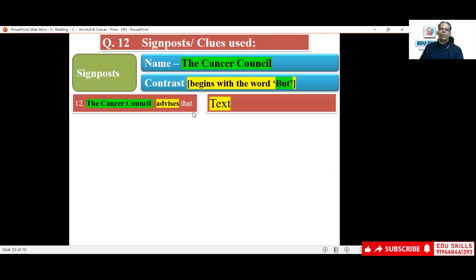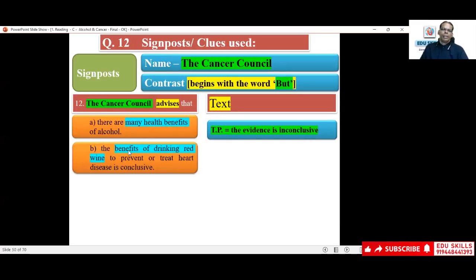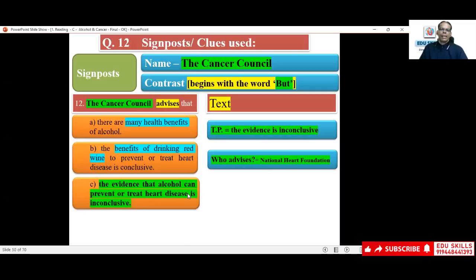The Cancer Council advises that, that is the question. There are many health benefits of alcohol, but in the text, the topic sentence says the evidence is inconclusive. So you cannot say there is benefit. It's not confirmed. B says the benefits of drinking red wine, but in the text, who advises it? It's not the Cancer Council. It is the advice of the National Heart Foundation. So you cannot say it is the advice of the Cancer Council.